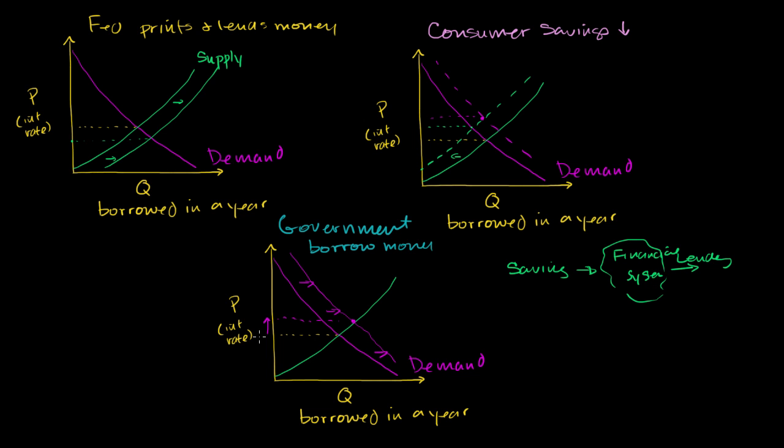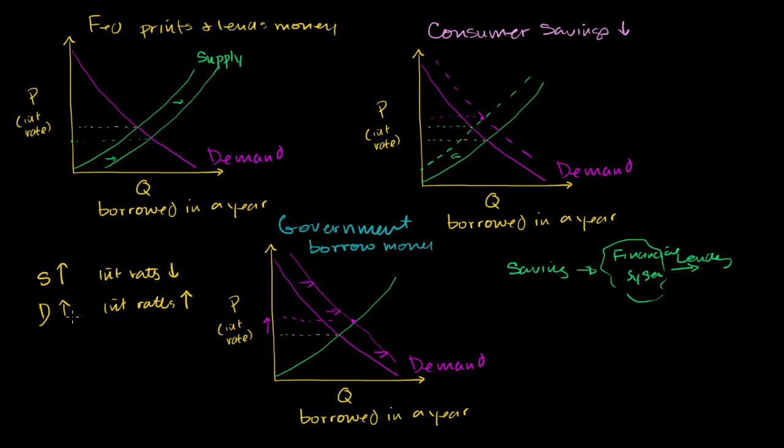So the whole point of this is just to show you that you really can think about money like any other good or service. If the supply of money goes up, then the price of money, which is interest rates, will go down. Let me write this down. So if the supply goes up, then the price, which is just interest rates, goes down. If the demand goes up, then the price of money will go up. So interest rates will go up.